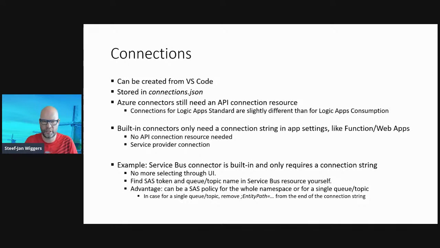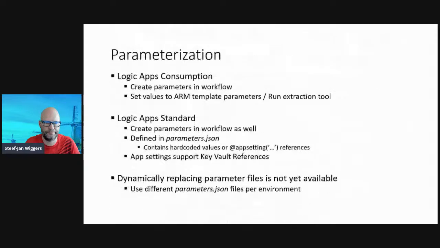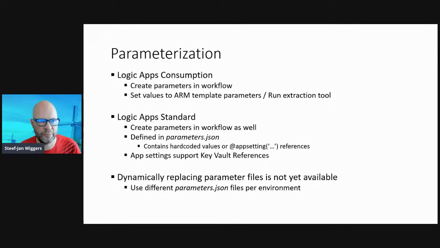which used to be managed connections in the consumption-based, but now it's more fine-grained where you get a little bit more control of it. And this is also something that you separately need to deploy as well. And then the other interesting thing is the parameterization. So with the consumption, you had to create the parameters in the workflow and then set them in the ARM templates, run the extraction tool. With Logic App Standard, you can still create those parameters, but now they're in this parameter.json. And you can even have some references with the app settings and key vault references.